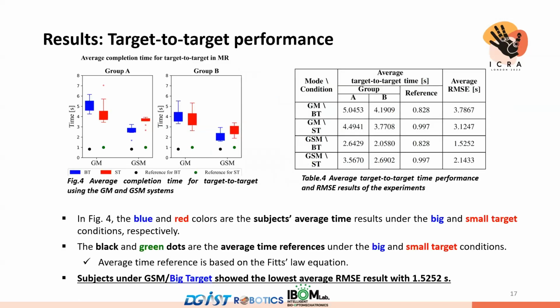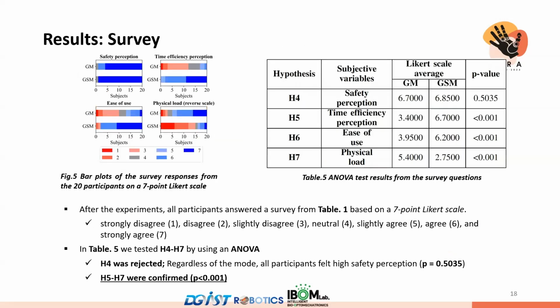Figure 4 shows each subject's average target-to-target time performance in group A and B. We determined all the RMSE values of the GM and GSM systems against the references in black and green colors. The average RMSE of the subjects using the GSM system was 1.5252 and 2.1433 seconds under the BT in blue color and ST in red color conditions, respectively.